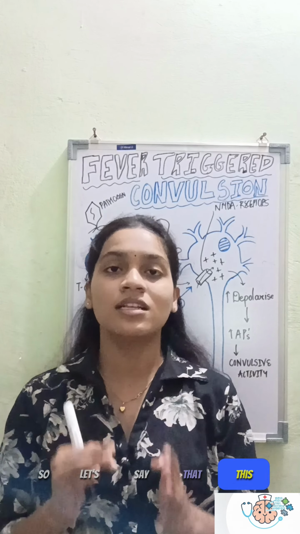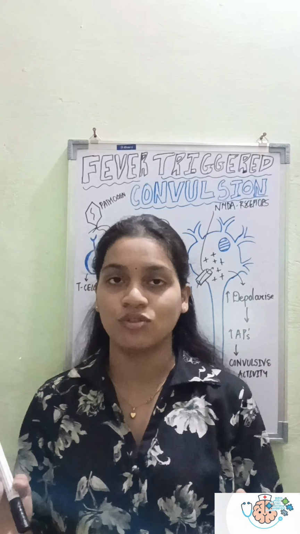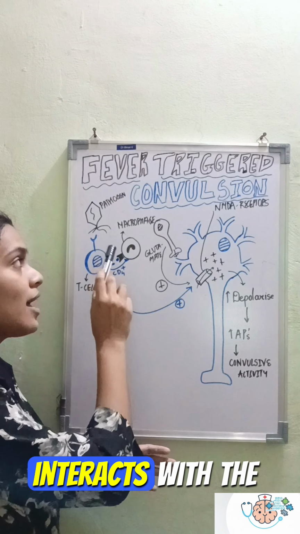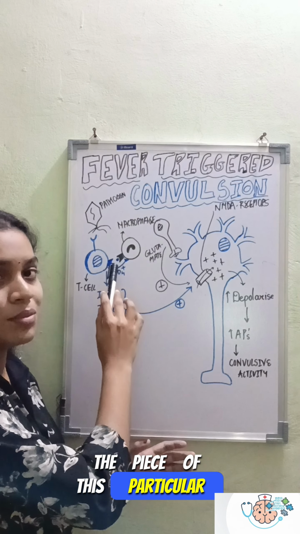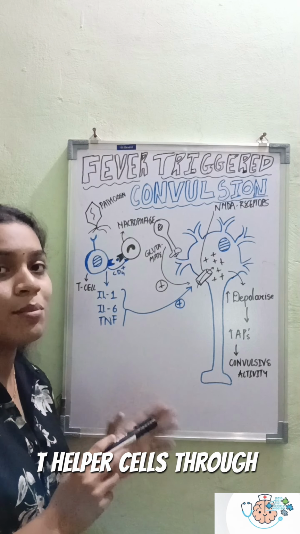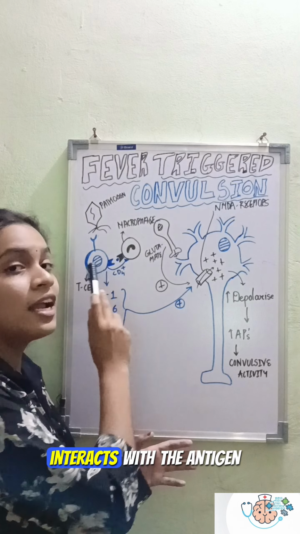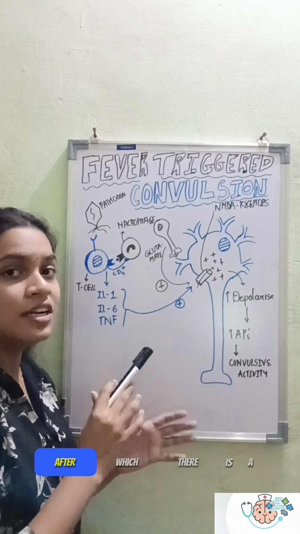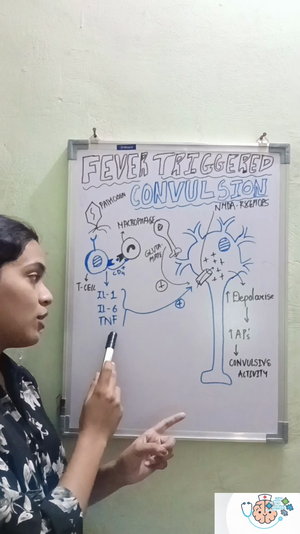So let us say that this child has been exposed, her immune system, to various different types of pathogens. This pathogen, once entered into your body, interacts with the macrophages, and these macrophages present a piece of this particular pathogen, called an antigen, to your T helper cells through your MHC2 complexes. Now these T helper cells specifically interact with the antigen through the CD4 positive proteins, generating an interaction after which there is a release of interleukin 6 and tumor necrosis factor.